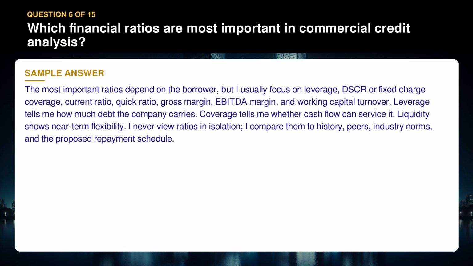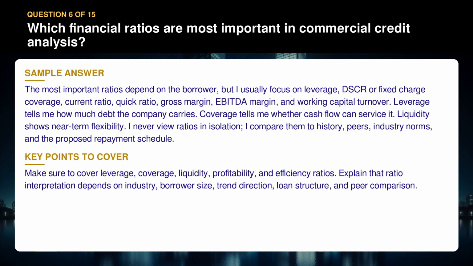Liquidity shows near-term flexibility. I never view ratios in isolation. I compare them to history, peers, industry norms, and the proposed repayment schedule. Make sure to cover leverage, coverage, liquidity, profitability, and efficiency ratios. Explain that ratio interpretation depends on industry, borrower size, trend direction, loan structure, and peer comparison.